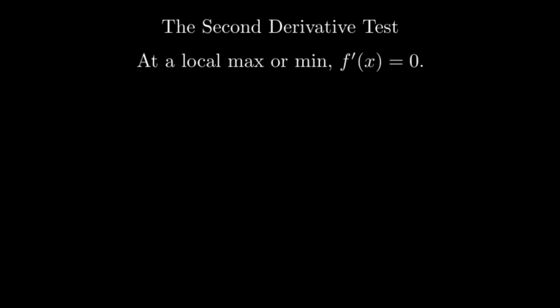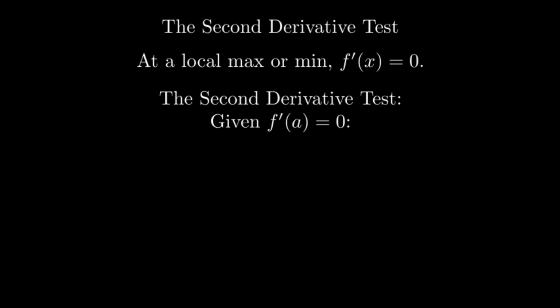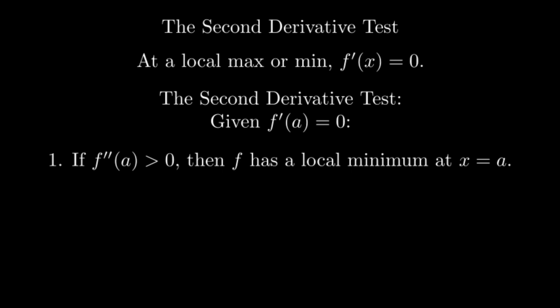a minimum, or neither by looking at the concavity at that point. Here's how the test works. Suppose we have found a point x equals a where the first derivative is 0. First, if the second derivative at that point, f double prime of a, is positive, what does that tell us? It means the function is concave up at that point. The concave up shape looks like a valley. Therefore, the point must be a local minimum.